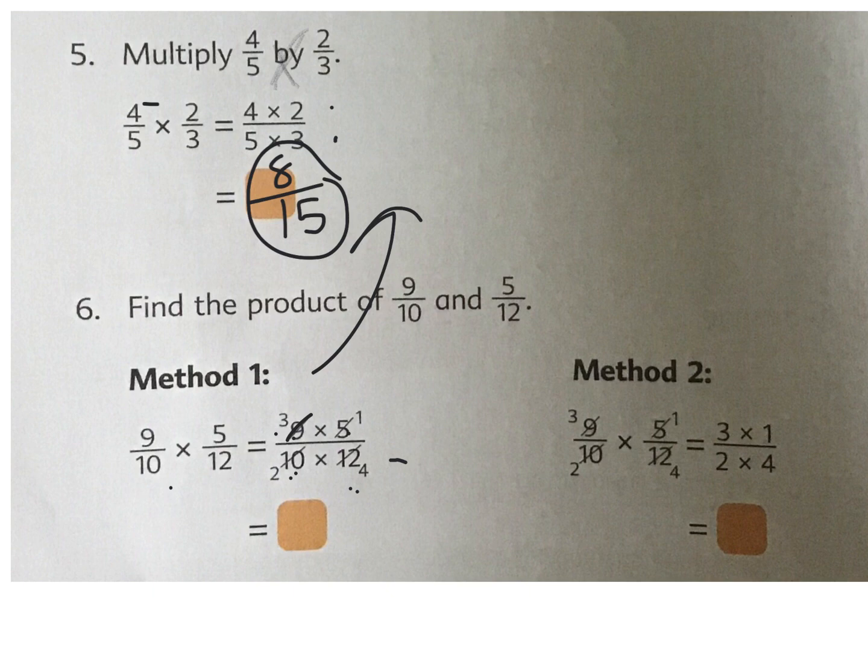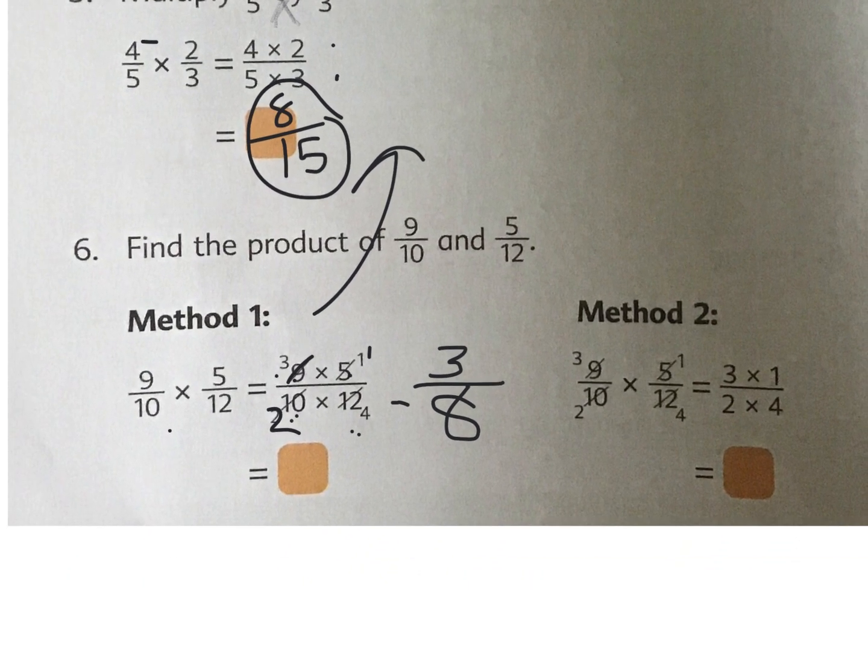Let's look at the 5 and the 10. Is there a number that goes into both? Yes, 5. 5 goes into 5 1 time. 5 goes into 10 2 times. So now we have it reduced. Now the new numbers are 3 times 1, which is 3, and 2 times 4, which is 8.